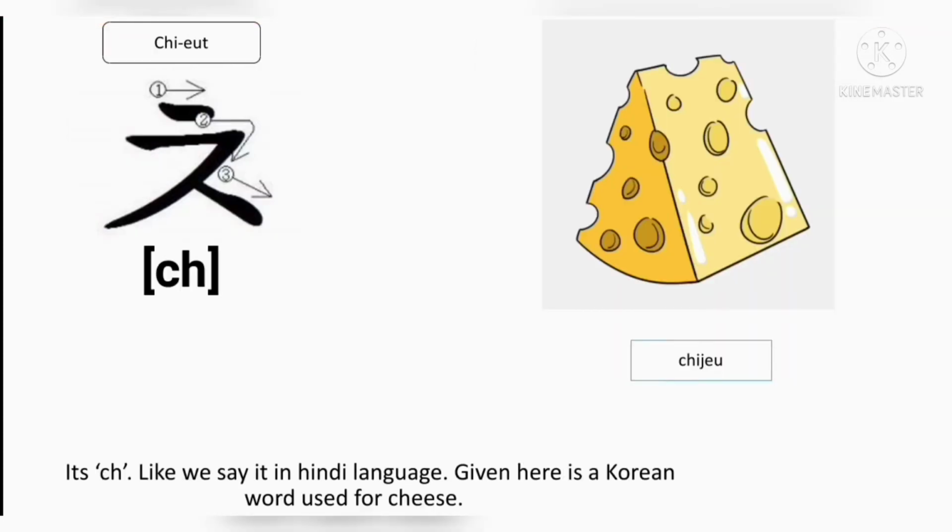And now here come our aspirated consonants. We have learned the very basic consonants of Hangul, and now only 4 to 5 consonants are left, and these are aspirated. Okay, these are aspirated, which means they will sound like H in the end. So this is the first aspirated consonant.